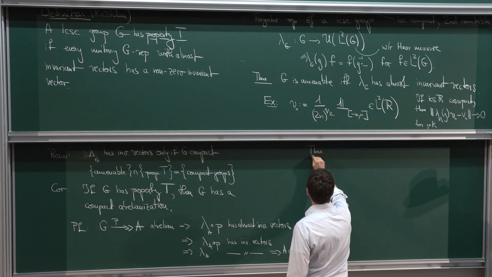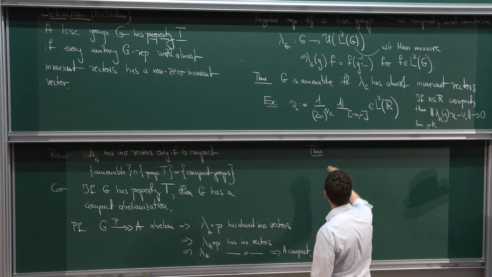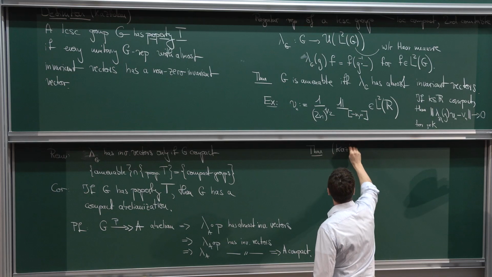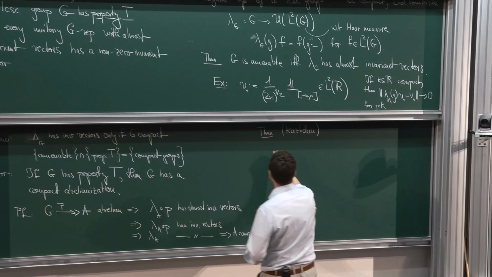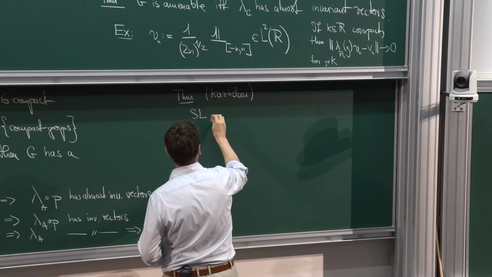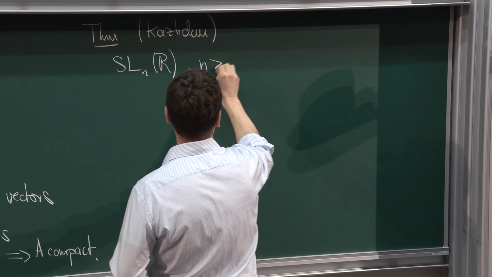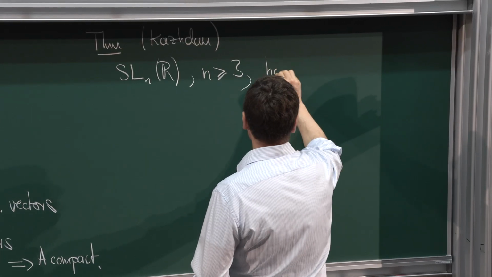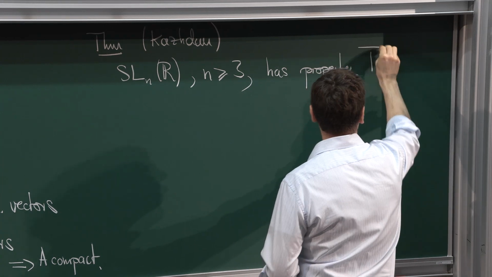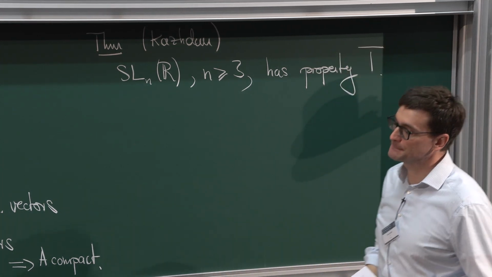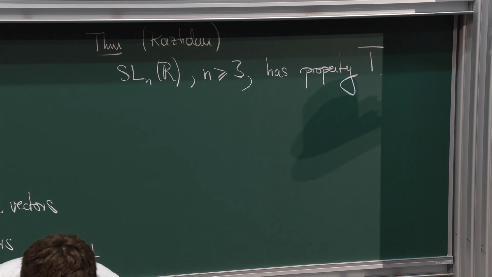Right, and so the first substantial theorem about property T, which was already in the original paper by Kazhdan in the late 60s, and that's somehow the main focus here, focus is on semi-simple Lie groups, is that he proved that SL_n(R) for n greater than or equal to 3 has property T. Right. And that's a non-trivial statement. This is a theorem which we will not prove right now.